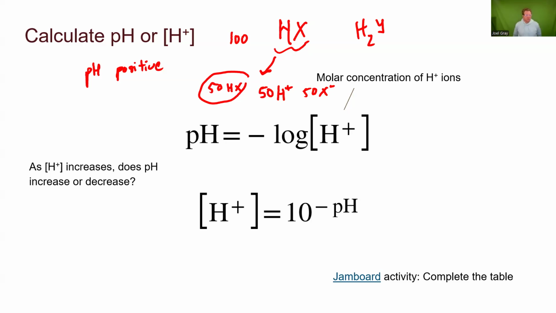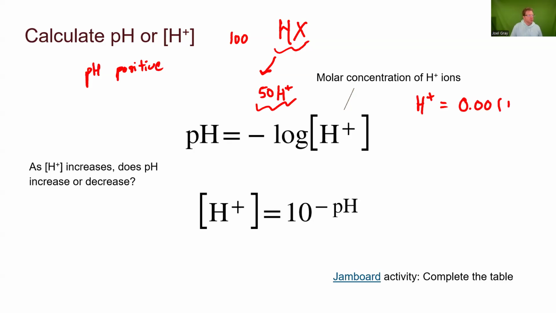Now, when these 100 HXs split up, that means we're going to end up with 50 hydrogen ions, 50 H pluses. I'm going to erase the H2Y, we don't need that. That right there is what's going to give us information about the pH of our solution. To determine our pH, we're going to take whatever the H plus ion concentration is, that being 0.001 molar. So that means there's 0.001 moles in a liter of this.